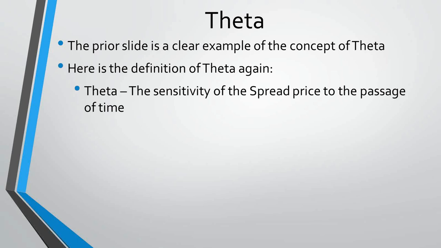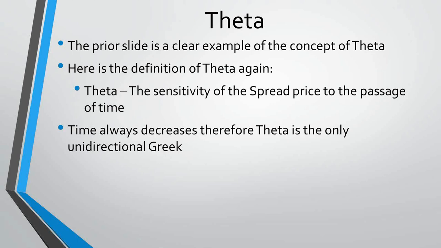Theta is a sensitivity of the spread price to the passage of time. Time always decreases, therefore theta is the only unidirectional Greek. You can't magically add time back to a spread. You know, if it started with 2 hours to expiration, then it's 1 hour 59 minutes, 1 hour 58 minutes. All of a sudden, it's not going to jump back up to 2 hours to expiration. That would be a new spread.